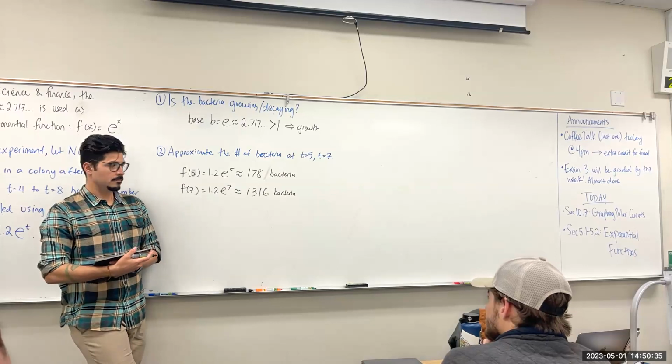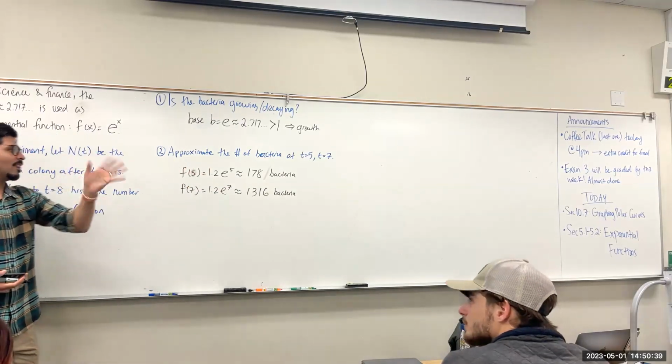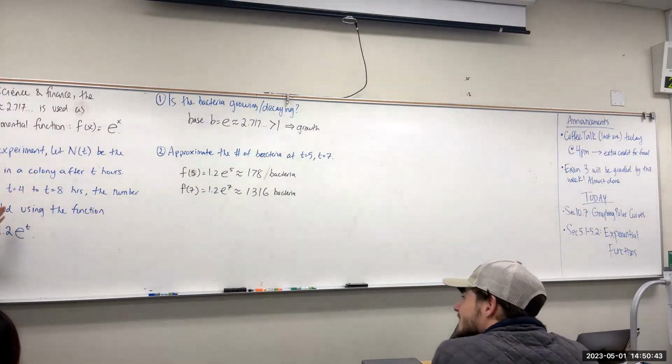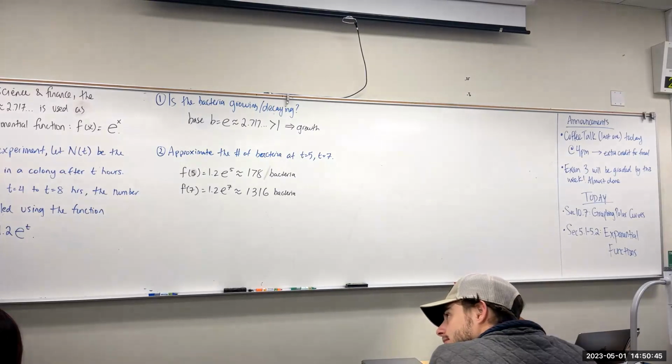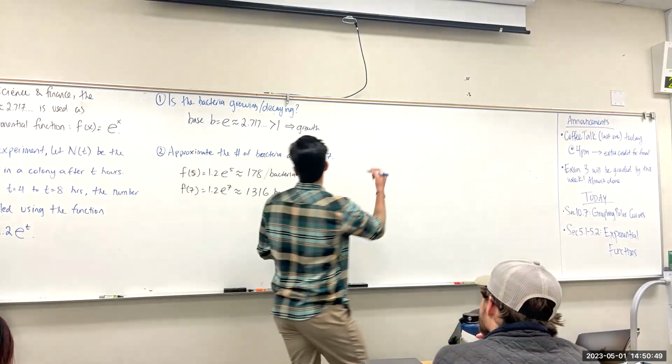Cool. How much bacteria? Oh, no, it's because it's from T equals 4 to T equals 8. So the question I was going to ask you is incorrect. Okay, we're going to end with our famous average rate of change.